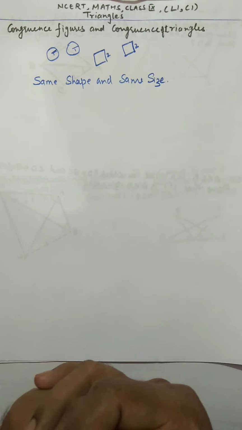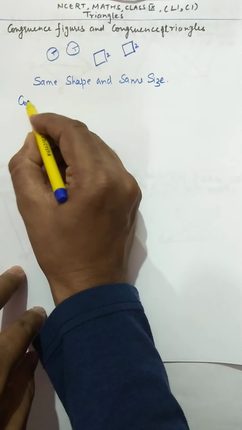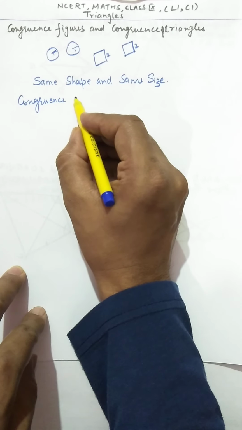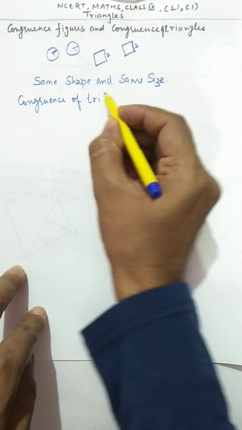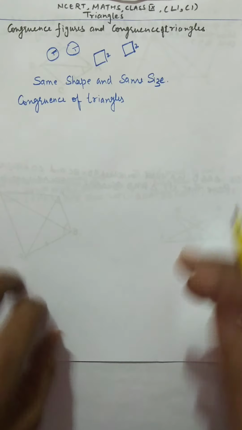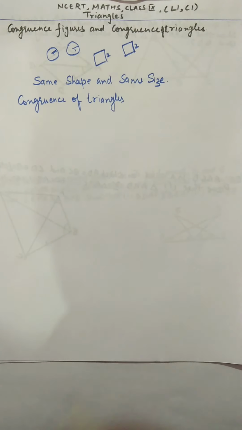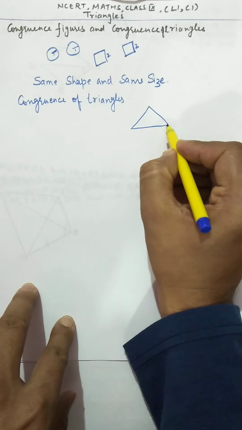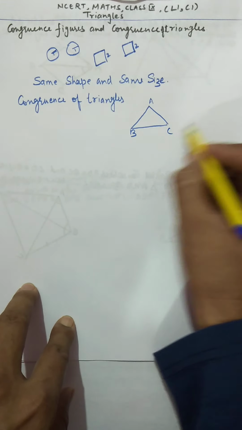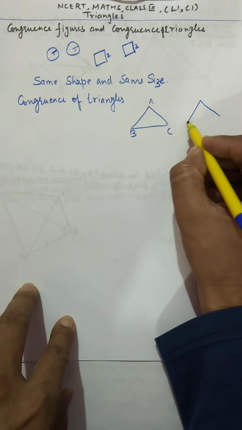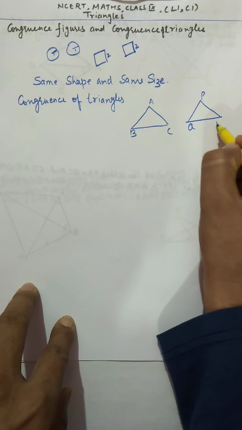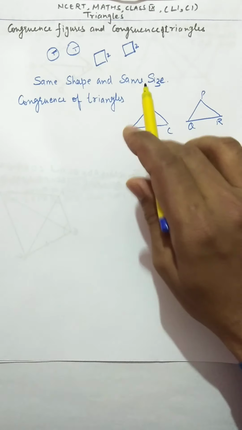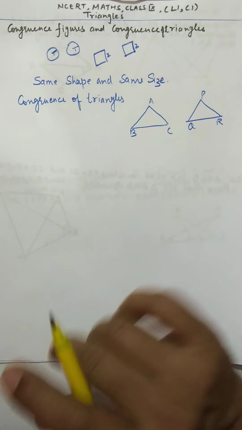Now we come to the congruence of triangles. That simply means any two triangles, let's say this is a triangle ABC and this is a triangle PQR. If they are the same in shape and size, then we'll say these two triangles are congruent.